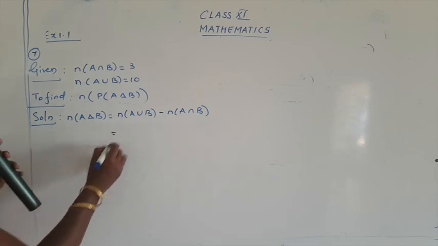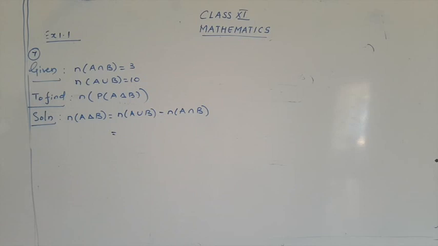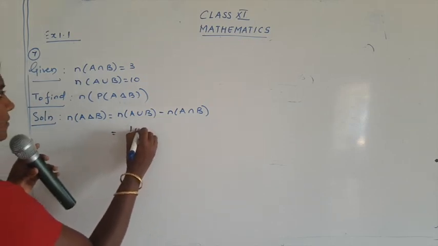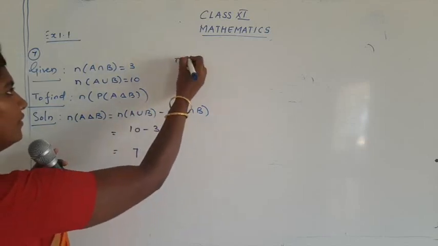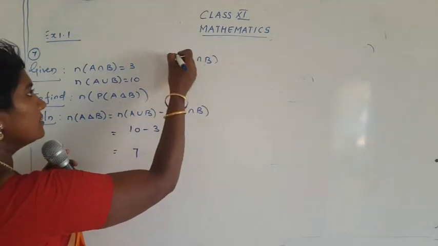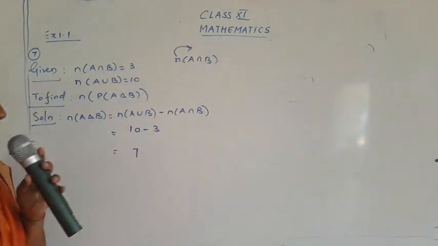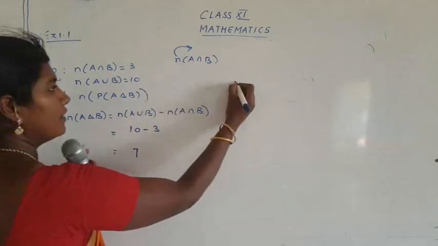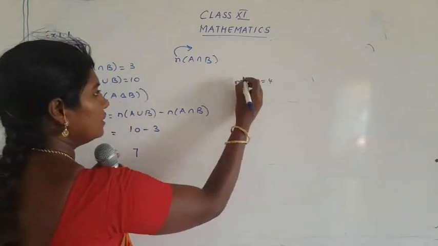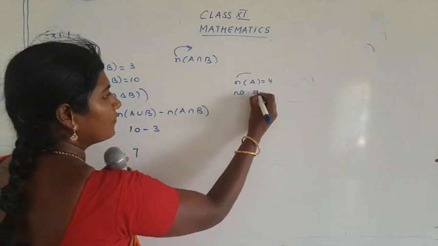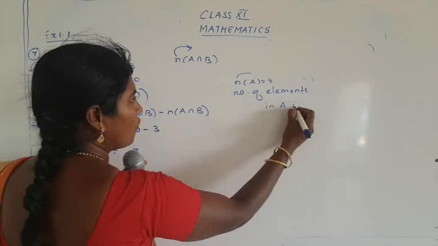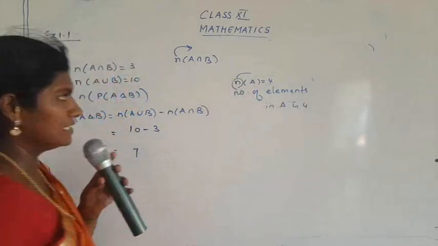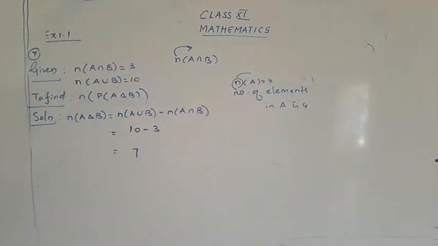So just substitute the values. We already know the values for A ∪ B and we know the value for n(A ∩ B). So this becomes 10 minus 3, that's equal to 7. Now you know the meaning of n(A ∩ B). What do you mean by this? That is, the number of elements in A ∩ B is 3. Suppose n(A) is 4, what's the meaning of this? The number of elements in A is 4. n is nothing but the number of elements. Okay children?